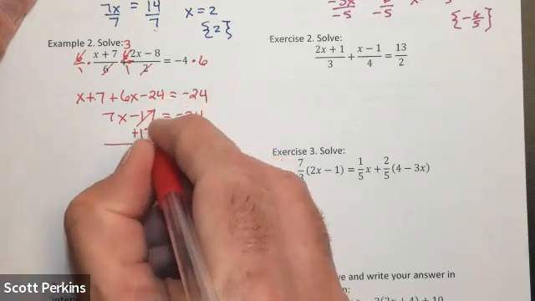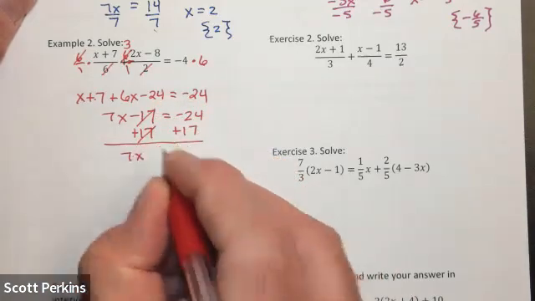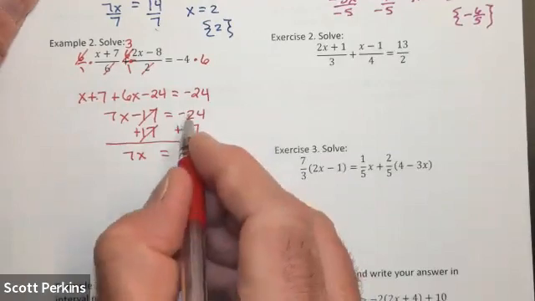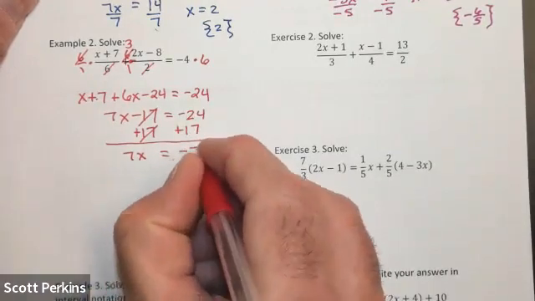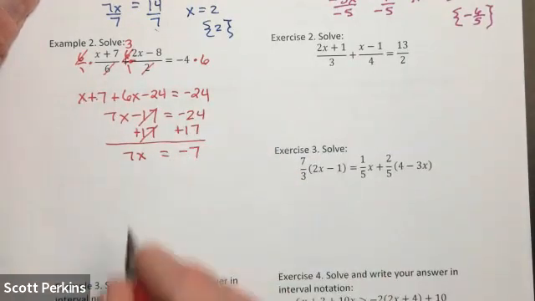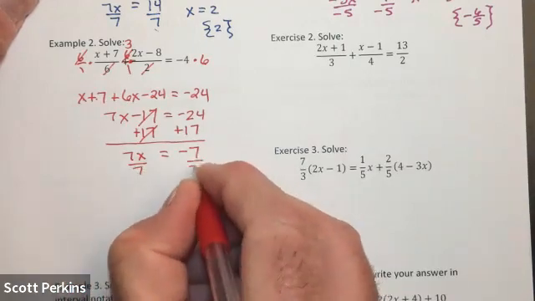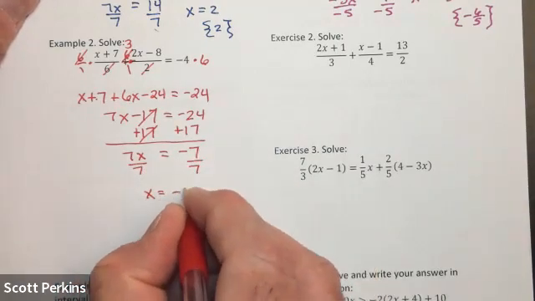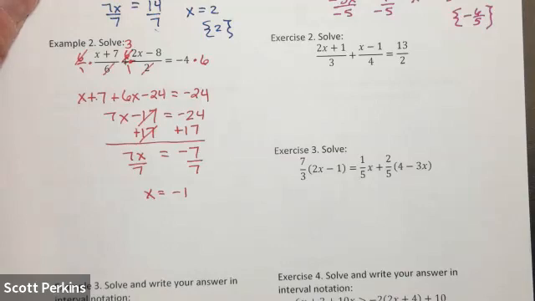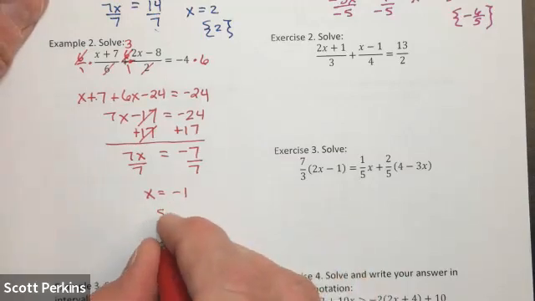So the 17s cancel, and I have 7x. My equal sign's in the middle. Negative 24 plus 17 is negative 7, and we're just about done. The rest of this, I divide by 7, and I get my x value, negative 1. And there's my solution set.